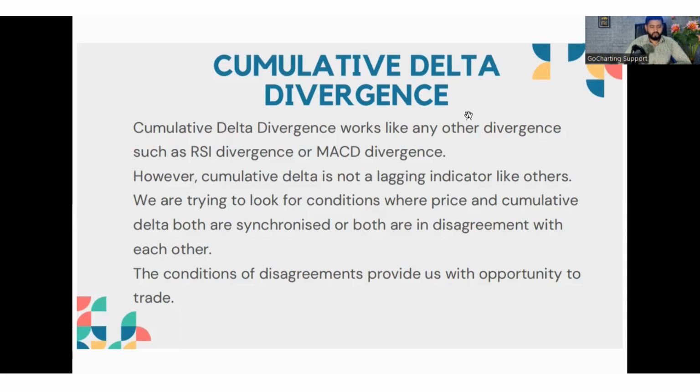You guys have seen RSI divergence, MACD divergence, right? So this is a similar divergence. However, cumulative delta divergence is not a lagging indicator like the others. You guys know that delta is the most leading indicator in the market, so its divergence is not lagging. Here, what we are trying to do is look for conditions where price and cumulative delta are either synchronized or in disagreement with each other. The condition of disagreement provides us with an opportunity to trade. So let us see how it looks.